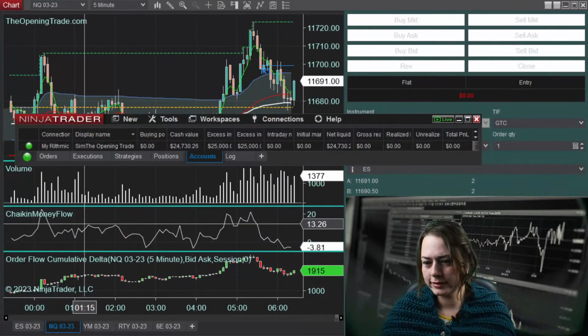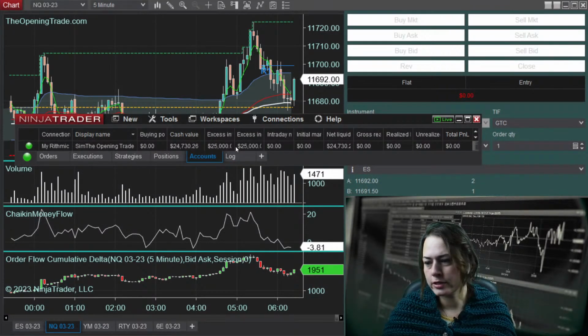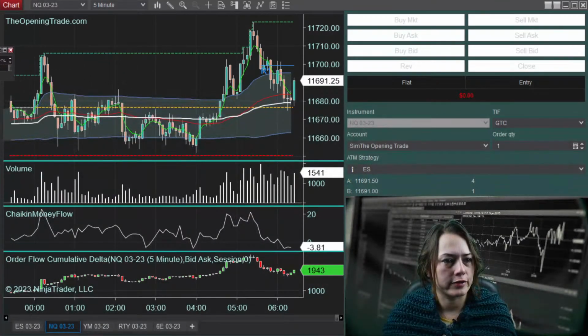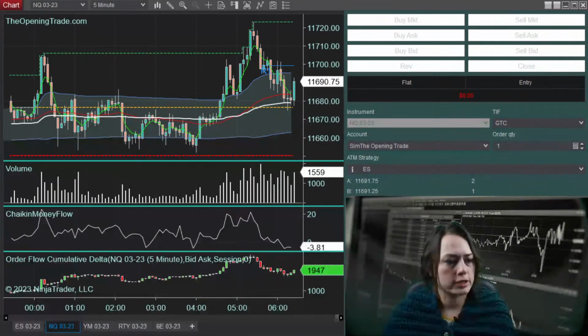There we go. Okay, so this is the simulated account for the opening trade. This is our current cash value. This is the cash we started with, our net liquid. And these boxes here in the end will change after our potential automated strategies fire off if the parameters are met. So let's take a look at the backtest results.